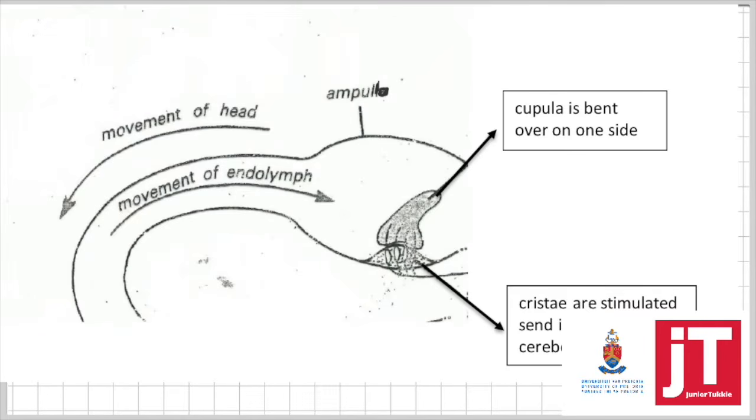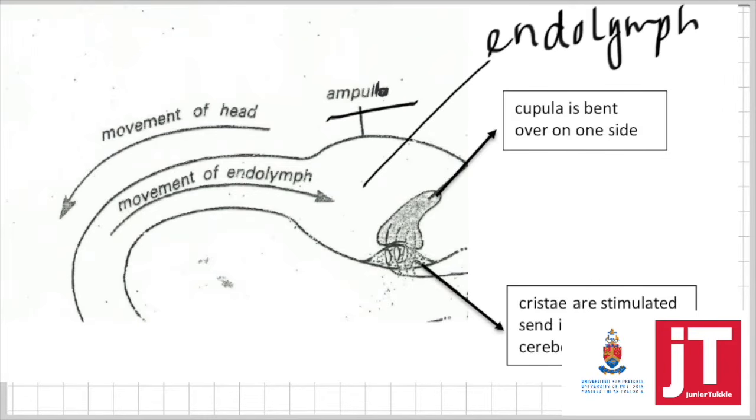Right. Now, the diagram that you see here is a section of the semicircular canals, and this part that you see is the ampulla, and the ampulla, as you can see, is the swollen part. And you already know that the ampulla is surrounded by endolymph. So in here you will find endolymph. Endolymph is the liquid that is found in the ampulla.